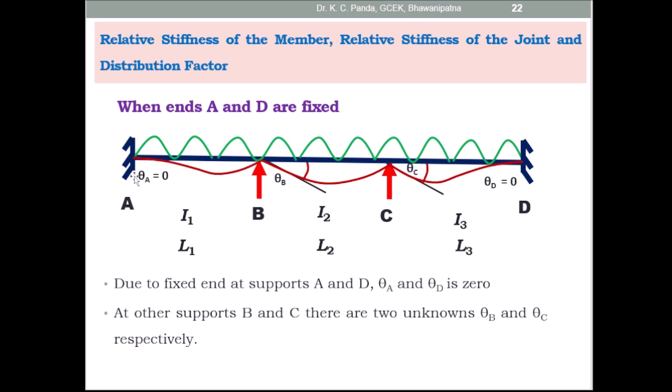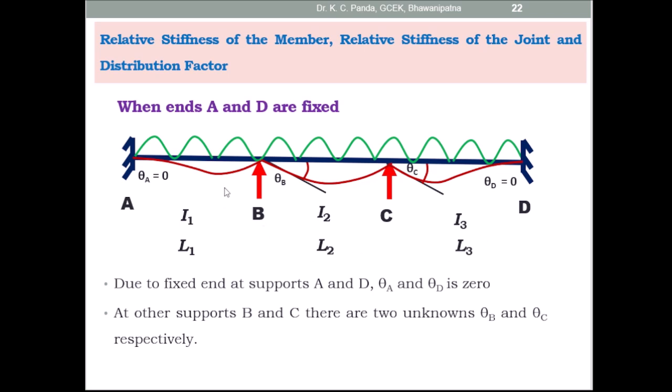Due to the fixed supports at A and D, the slopes theta A and theta D are equal to 0, and at the intermediate supports the slopes are theta B and theta C. The length of span AB is L1 and moment of inertia I1, the length of span BC is L2 and moment of inertia I2, and the length of span CD is L3 and moment of inertia I3.